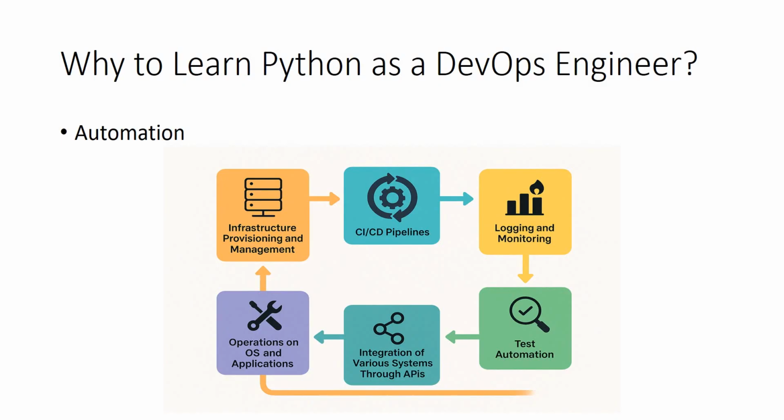There are different areas in which we do automation. Here we can see some of the different areas where exactly we adopt Python for doing the automation activities. Let us go through in brief about these areas where exactly we can do some automation using Python scripts. Let us start with infrastructure provisioning and management.